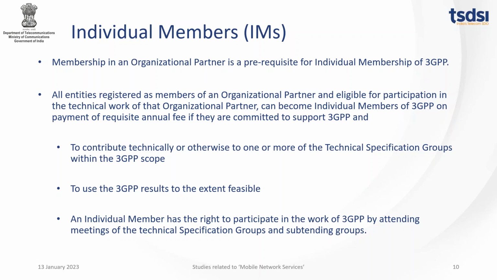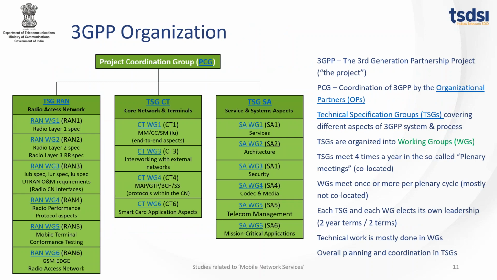Looking at the individual members, which is an interesting concept: every organizational partner can contribute only through an individual member. That means that if an organization or individual has to contribute to 3GPP, they have to go through TSDSI in the case of India, become an individual member in 3GPP, and start participating. All entities registered with TSDSI, or any organizational partner for that matter, are eligible to become an individual member at 3GPP. What they get out of it is they can contribute technically, or even become part of the technical specification group to influence the entire 3GPP ecosystem. You can use the 3GPP results, you can have voting rights, and you can participate in the creation of this ecosystem of technical standards.